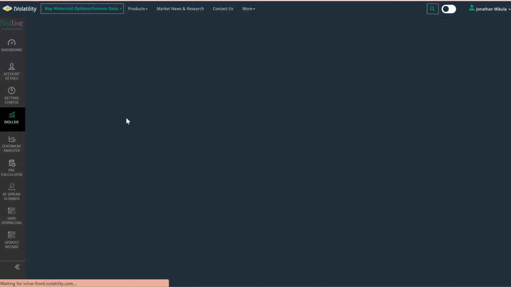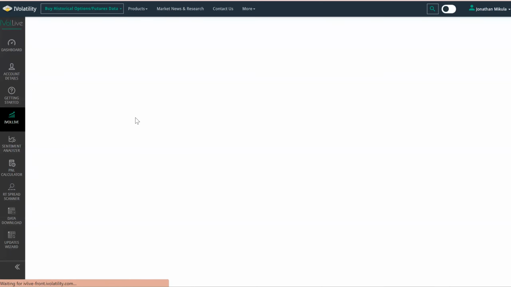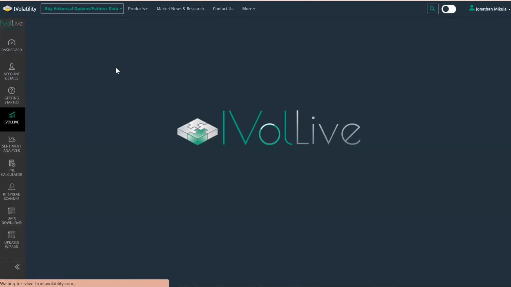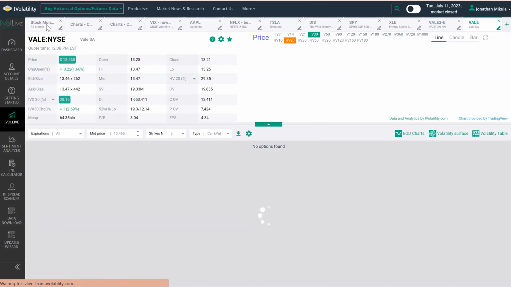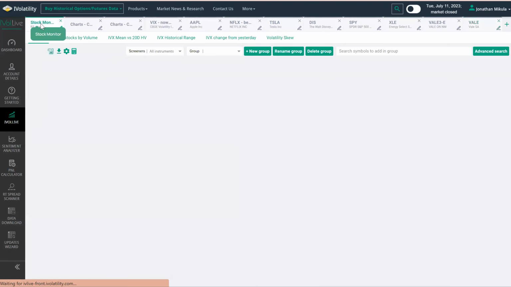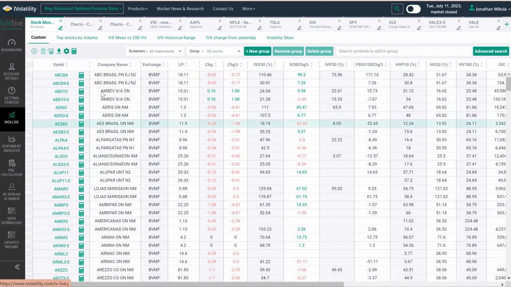So when you come to IVolLive, this is, again, like your giant brain for the platform, because what you're able to do here is run scans and find interesting ideas, or you can already have an idea in mind and take a deeper dive. And then once you have your analysis done here, you would then take it to the potential trades, to the sentiment analyzer, and then the P&L calc. Imagine this is in order. Dashboard gives you all your updates that you need.